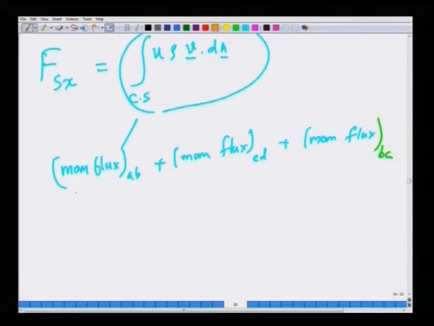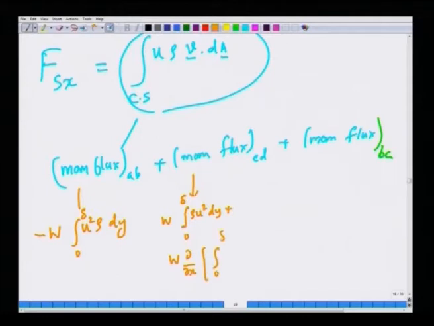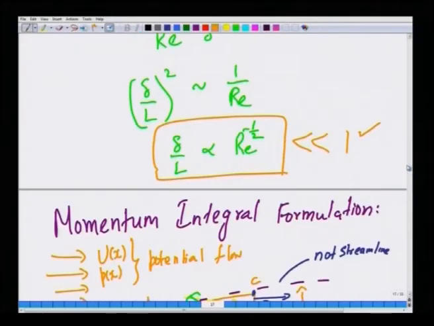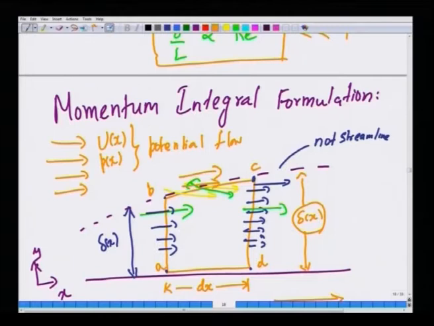this is nothing but minus of W times integral 0 to delta u squared rho dy. CD is nothing but W times integral 0 to delta rho u squared dy plus W d/dx of integral 0 to delta rho u squared dy, and here this is nothing but u times m dot BC, because the fluid is coming with a constant velocity at the top surface.